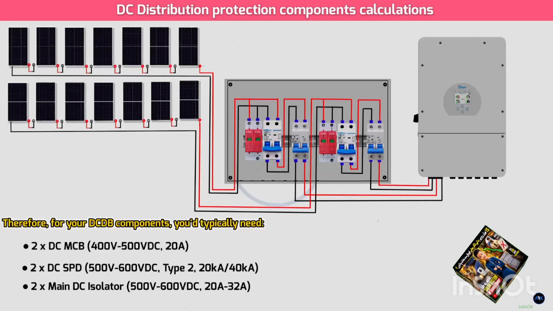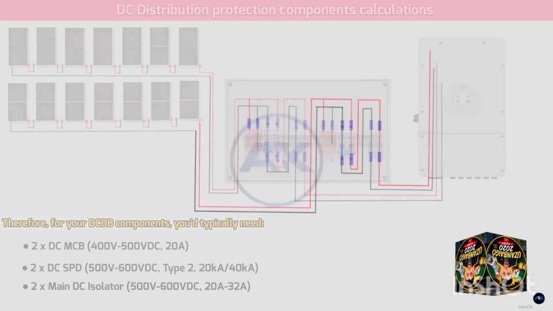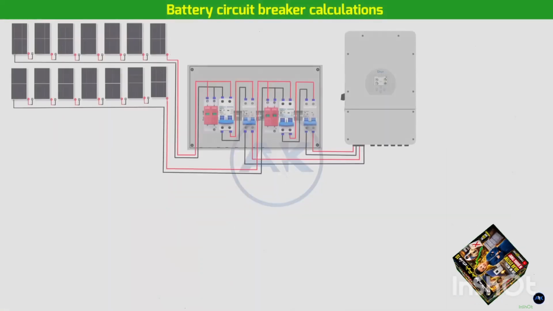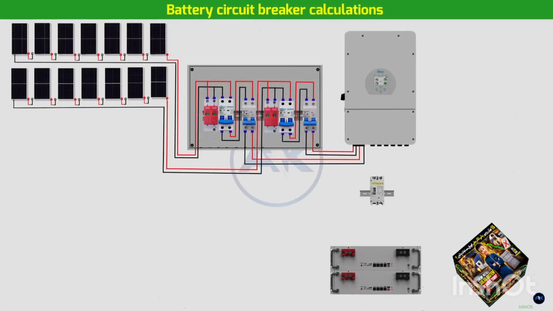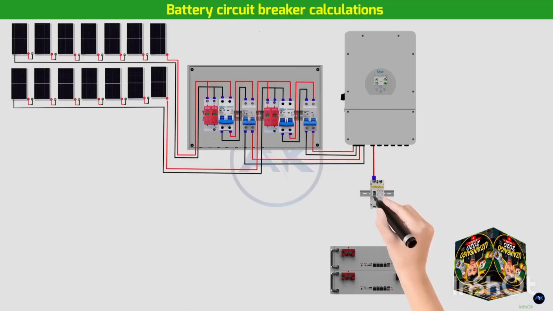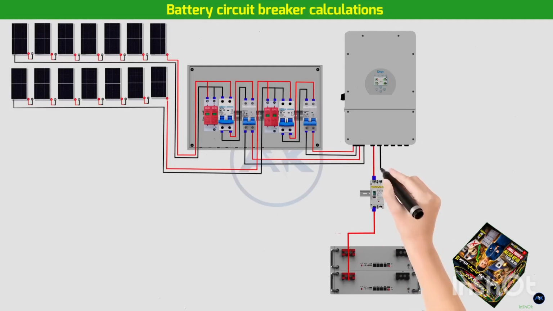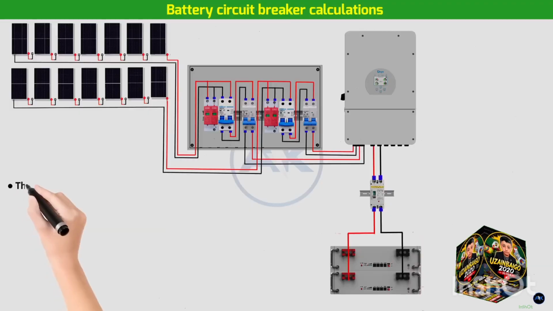Next, we would typically look at the battery protection, DCCB number 2. DCCB number 2, the battery circuit breaker, is absolutely critical for protecting the battery bank and the inverter's battery input/output. To size this correctly, we need to know two main things. First, the nominal voltage of your battery bank.